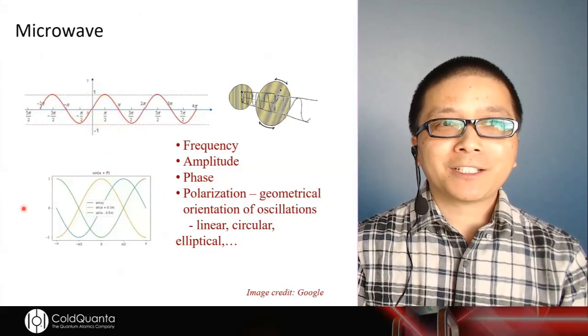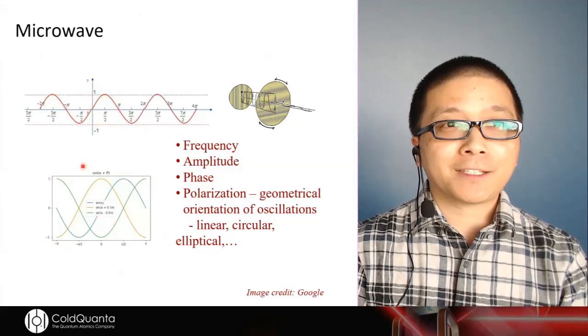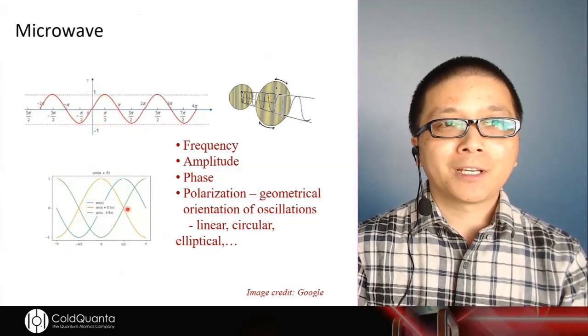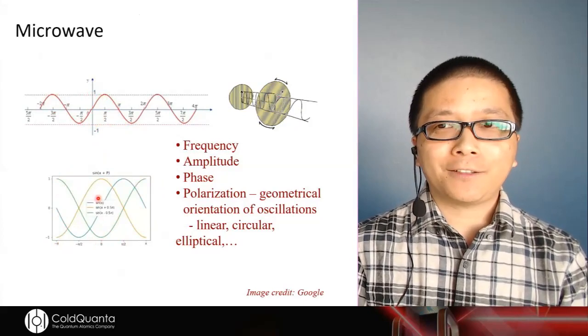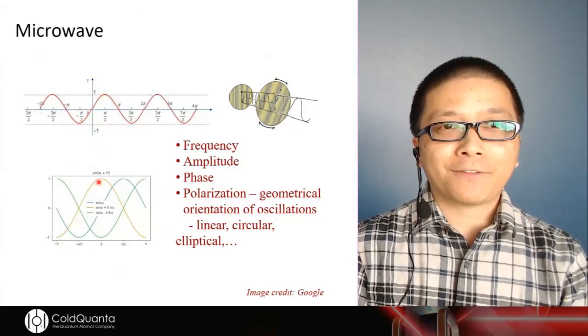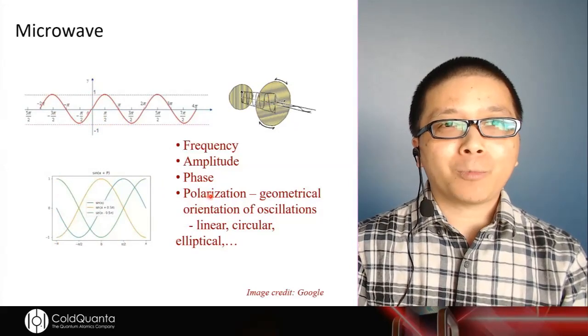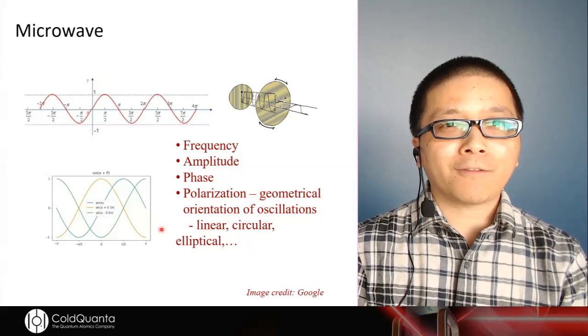In this picture, the three waves have the same frequency and amplitude, but at a certain place of the coordinate, the values are different. We say they have different phases, and also polarization. It describes the geometrical orientation of oscillations. For microwave, it could be linear, circular, elliptical, etc.